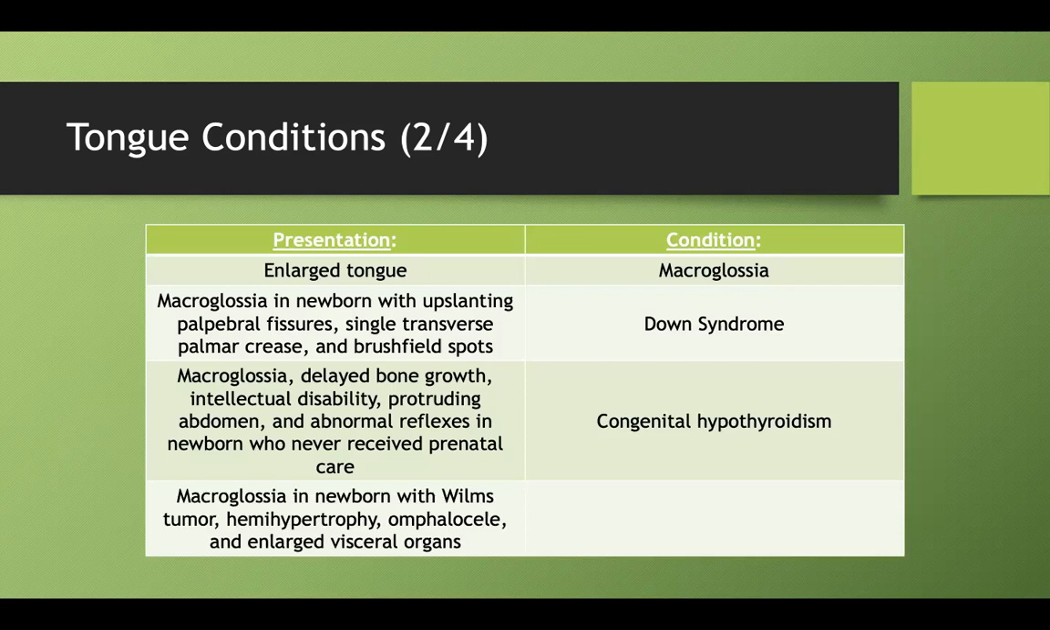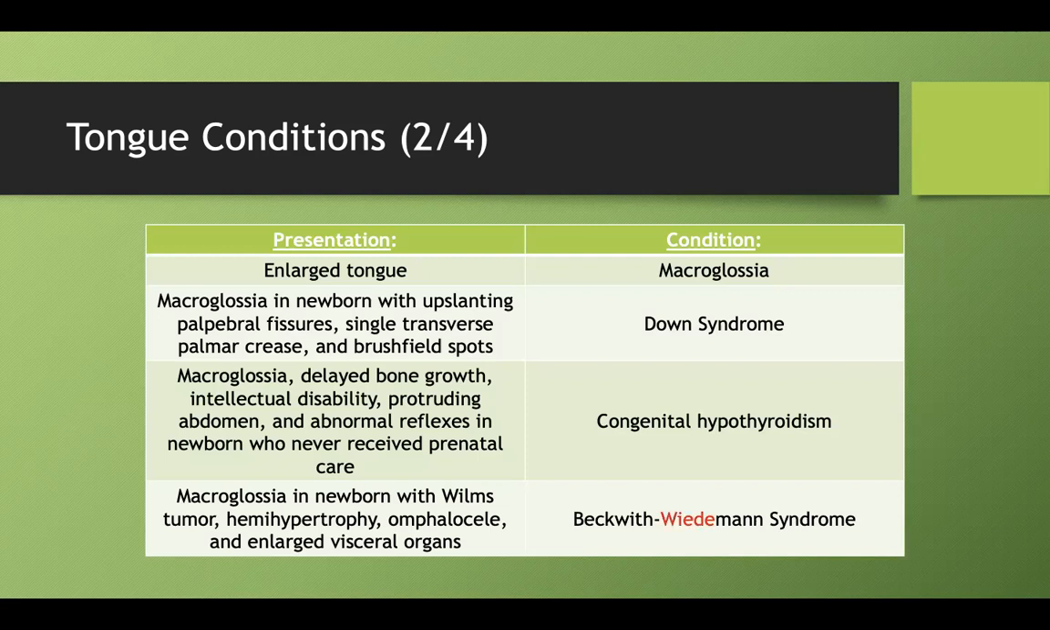Last one, tough one, but I have faith. Macroglossia in a newborn with Wilms tumor, hemihypertrophy, which is where one of your arms or legs is longer than the other or wider than the other. You can get omphalocele, which I talk about in the small intestine lecture, I believe. That's where your abdominal contents have actually herniated out at birth. And enlarged visceral organs. This is a rare disease called Beckwith-Wiedemann syndrome.